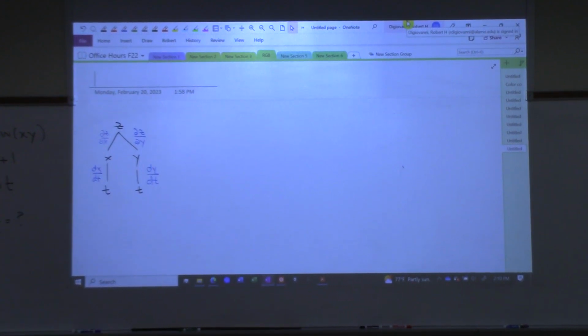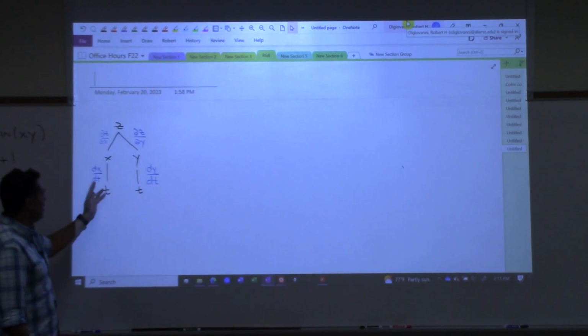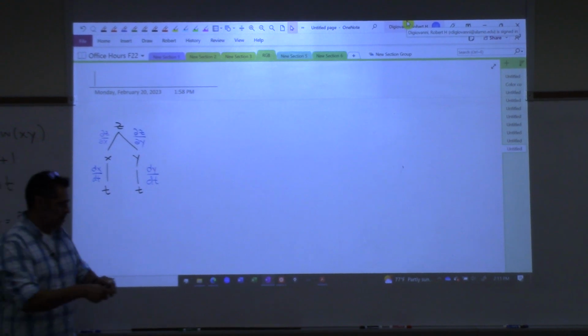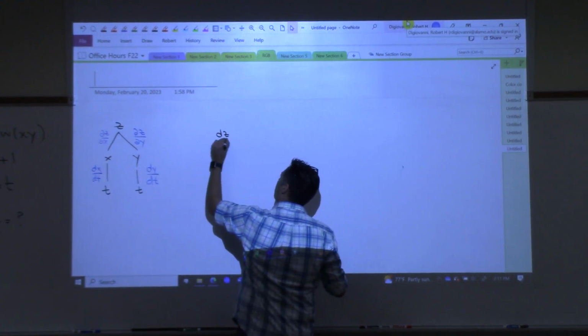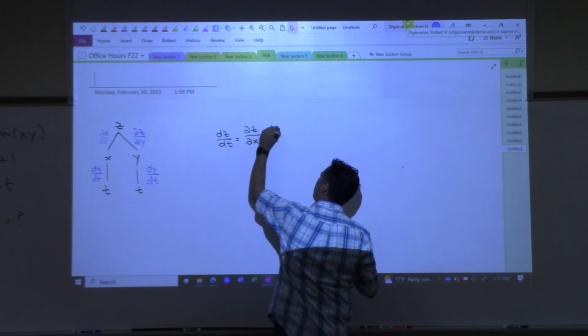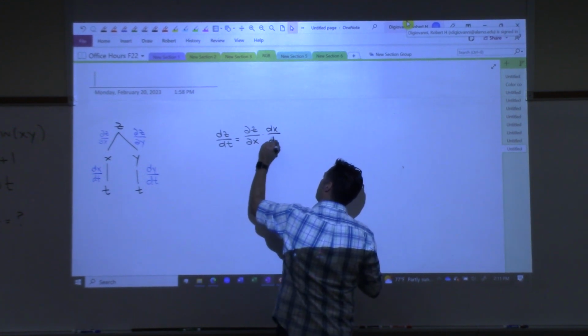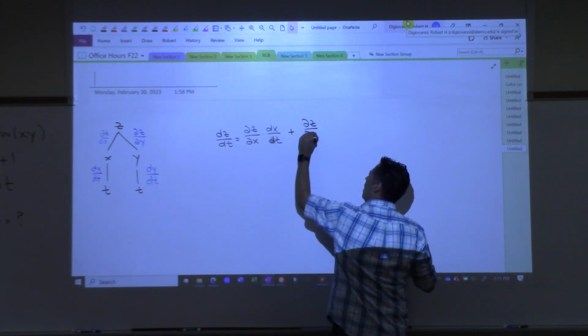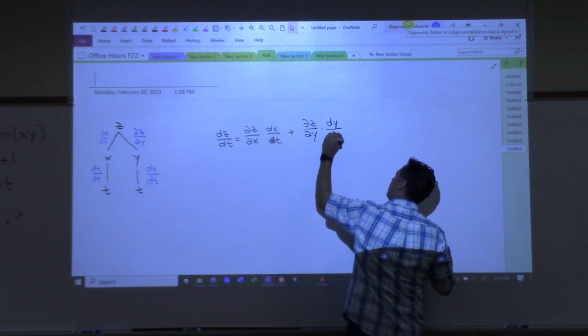Now I just have to remember the rule. The rule is, whatever variable you have here, dt, I need to go down every branch that has t in it. You see t's down here, right? I need to go down that branch and that branch, because they both have t's. And whatever branches I go down, I add those up. So my answer, dz/dt, will be partial z with respect to x times derivative of x with respect to t, that's this branch, plus, then I do the right side, partial z with respect to y times dy/dt.